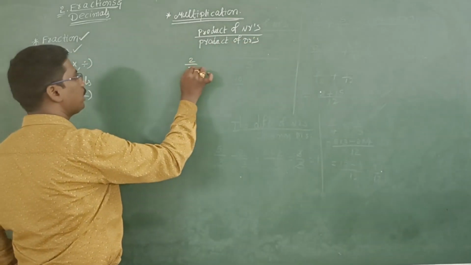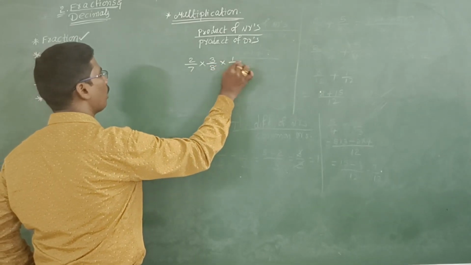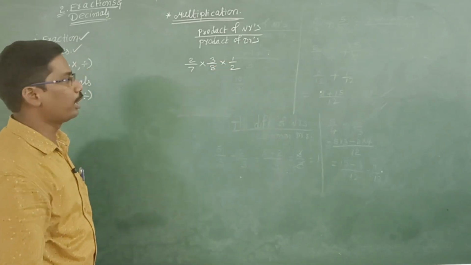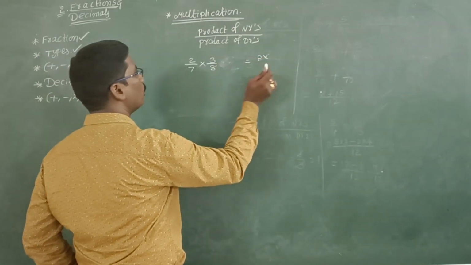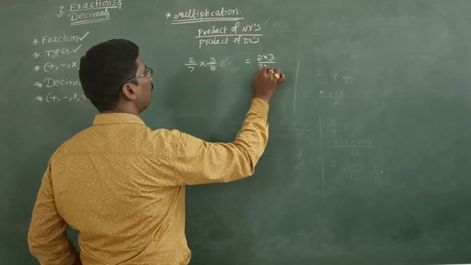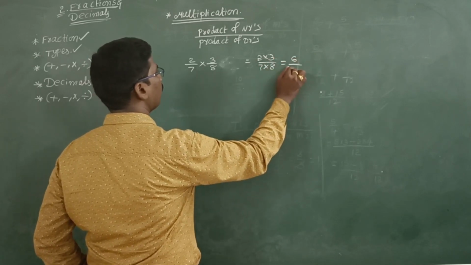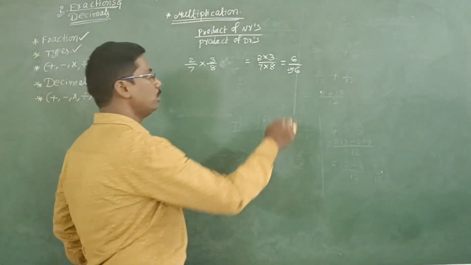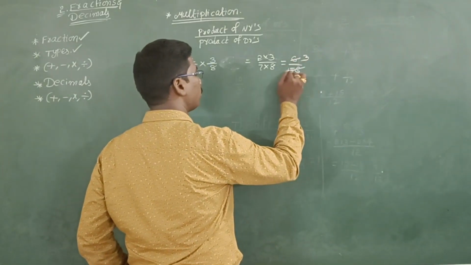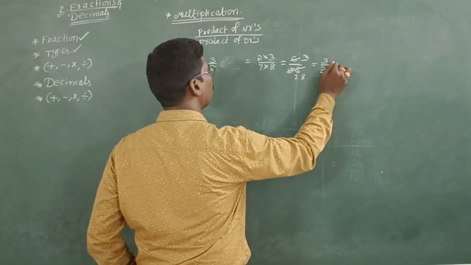See, 2 by 7 into 3 by 8 into 1 by 2. For example, they are giving it like this. So what do we have to do? First of all, we will do 2 into 3 by 7 into 8. 2 3s are 6, 7 8s are 56. Again, if cancellation is possible, you can do it, no problem. 2 3s are 6, 2 28s are 56. So 3 by 28 is the final answer.